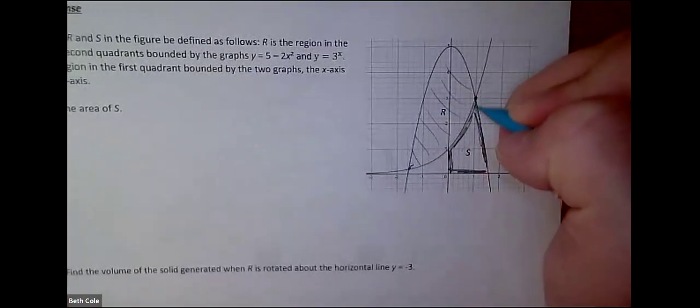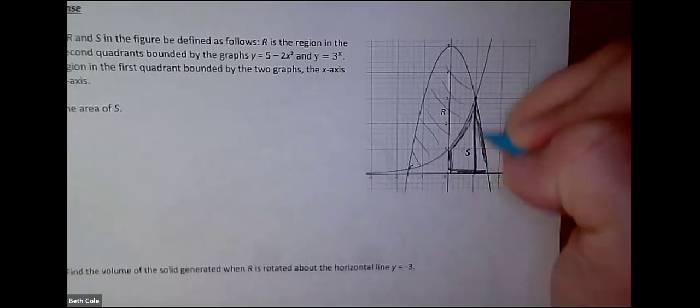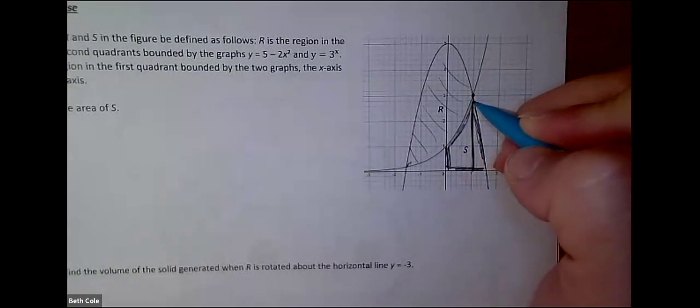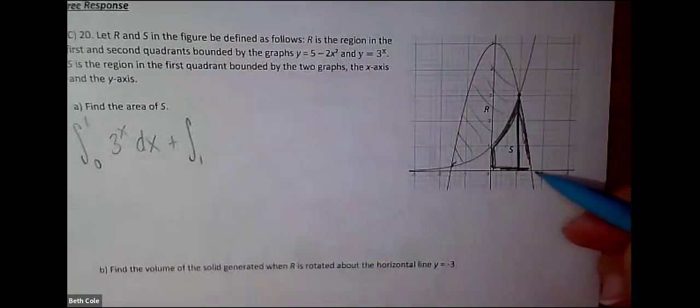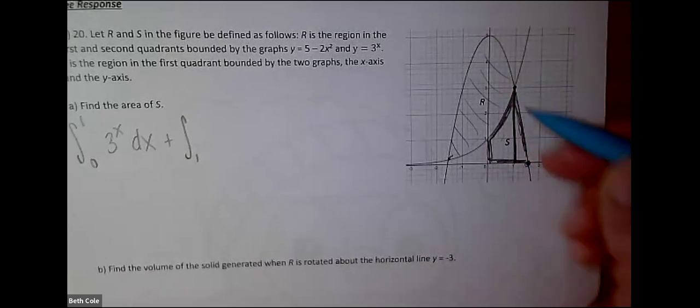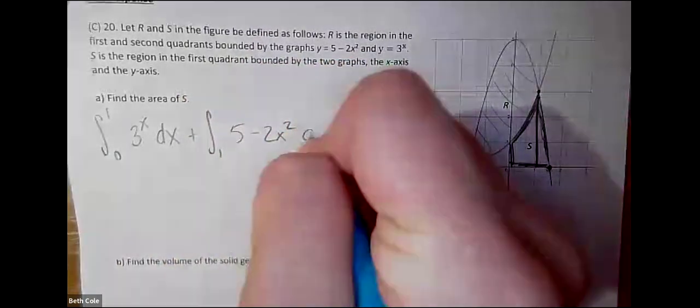You're going to have to split this into 2 separate integrals. It splits right here at 1. So if I go from 0 to 1, I want to be underneath the swoopy graph, that's the 3 to the x. And then if I go from 1 until this intersection, which I'm going to have to type in the calculator to get, we are underneath the parabola, which is the 5 minus 2x squared.